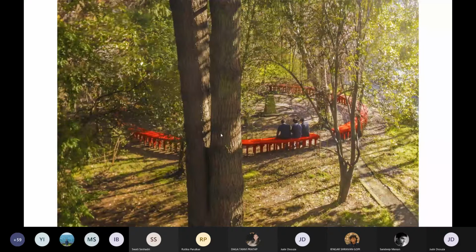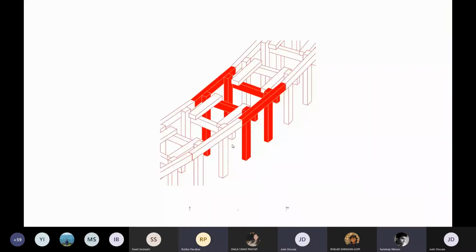Has my slide changed? Not for me. No, it has. It has. Yeah, oh, okay, okay. I think there's some lag for some reason.